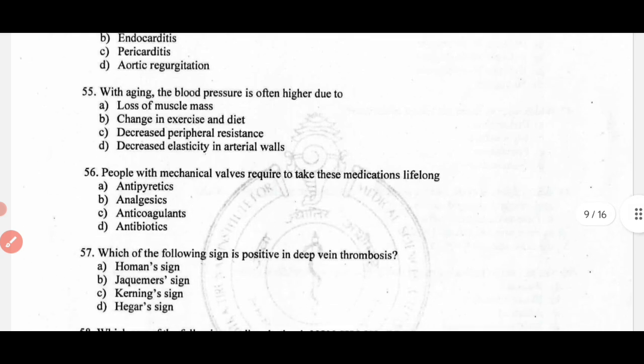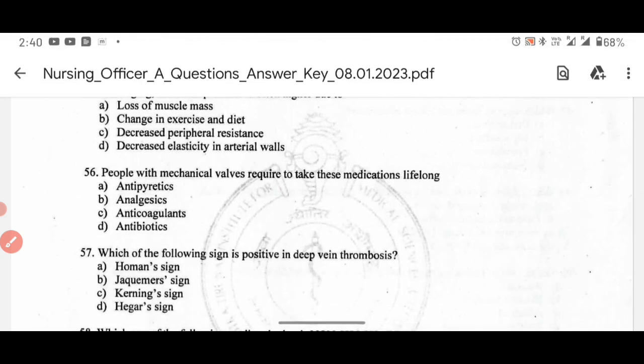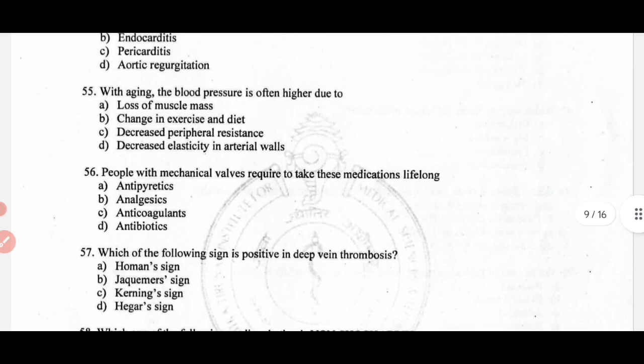And the next one is question number 55. With aging, the blood pressure is often higher due to... So here what they are asking is, when the age is increased, the blood pressure is increasing. Why is it increasing? They have given four options: loss of muscle mass, change in exercise and diet, decreased peripheral resistance, decreased elasticity in the arterial wall. This is a direct question already asked in the exams.